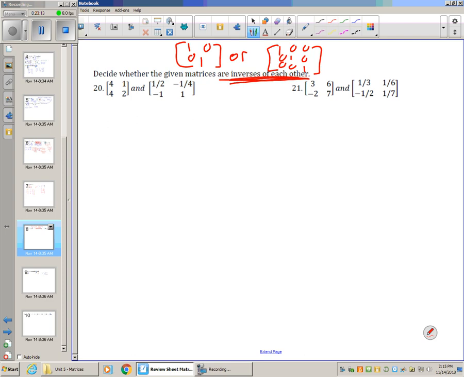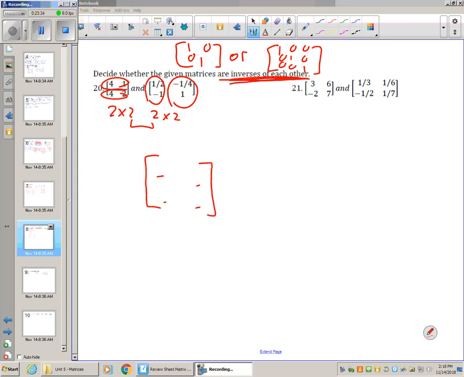So let's show number 20 by hand. All we have to do is multiply. So we're doing this with this. That's a 2 by 2 matrix multiplied by a 2 by 2 matrix. Inner dimension is the same. Our product is going to be a 2 by 2. Alright, show the work. First row, first column is 4 times 1/2 plus 1 times -1, and that ends up giving us 1. So we're on the right track.